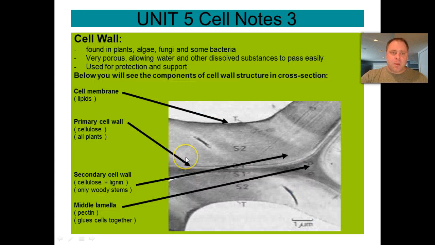Okay. The cell wall, only found in plant cells and some bacteria cells and fungi, is going to be something that's rather thick. It is something that doesn't really have a lot of give to it. It's there mainly for structural support.